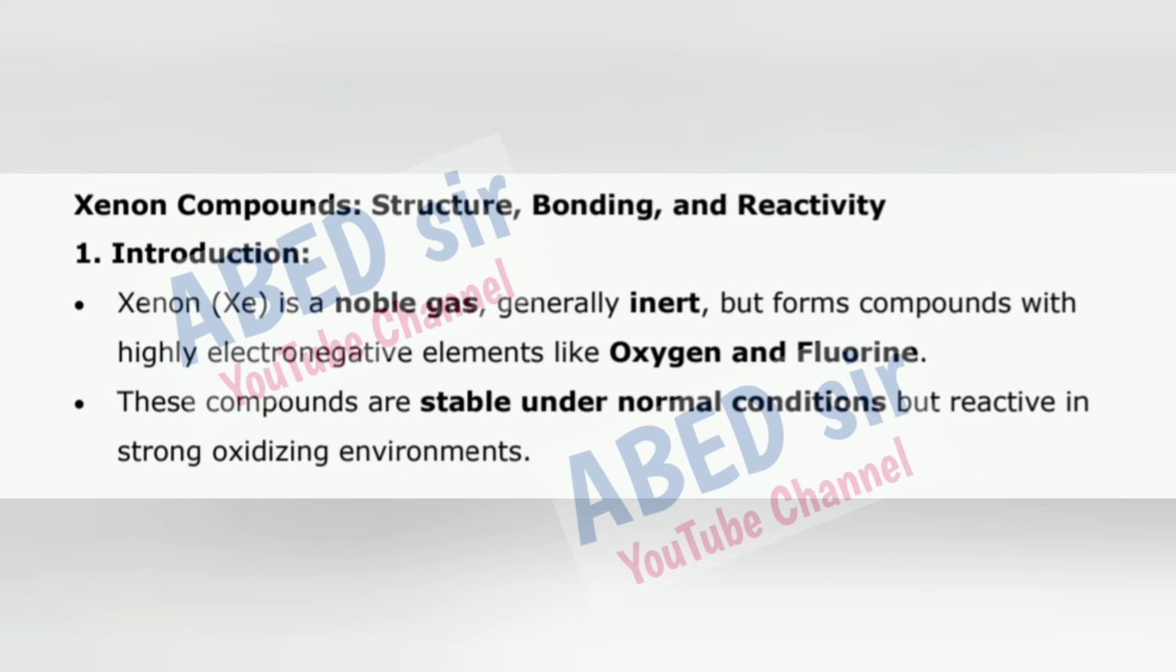1. Introduction. Xenon, Xe, is a noble gas, generally inert, but forms compounds with highly electronegative elements like oxygen and fluorine. These compounds are stable under normal conditions but reactive in strong oxidizing environments.